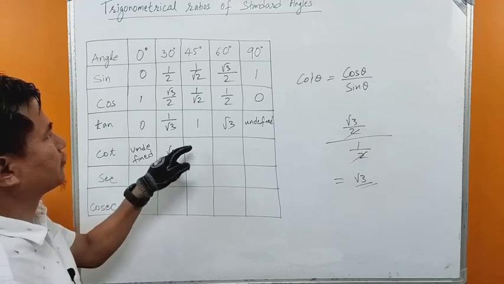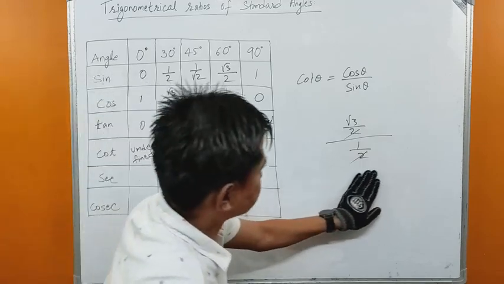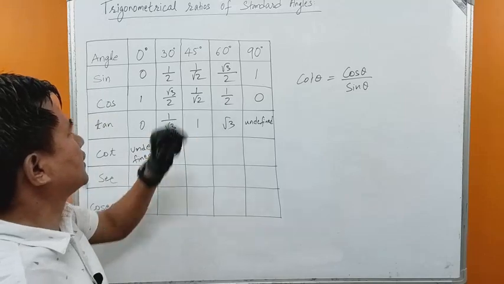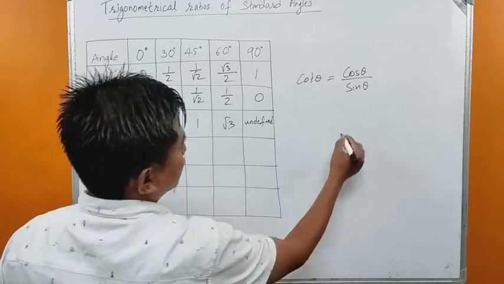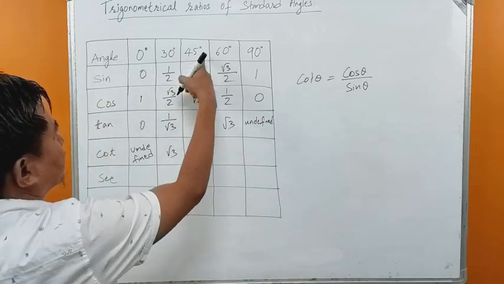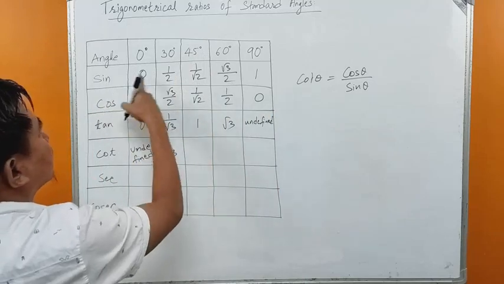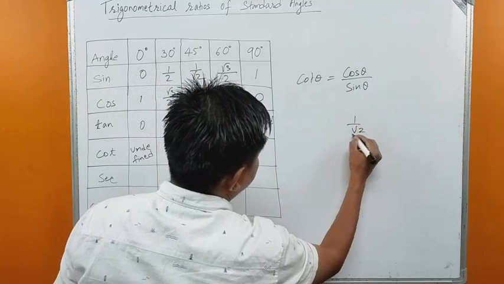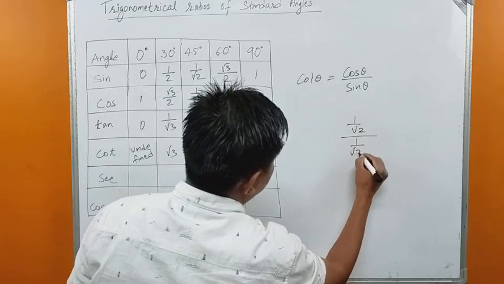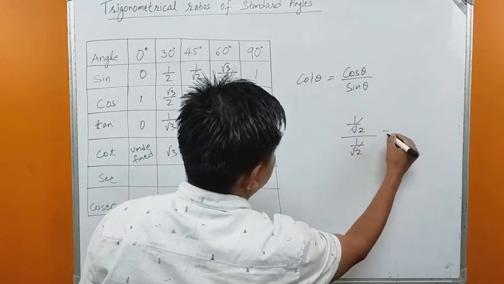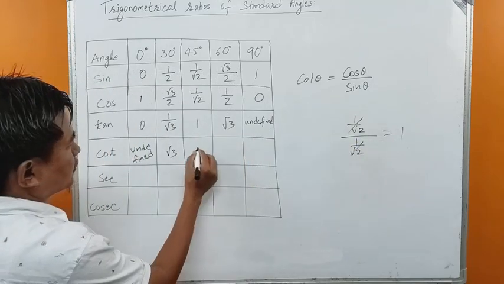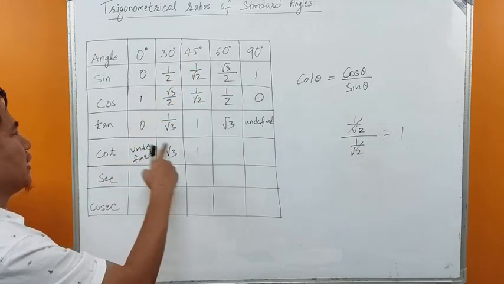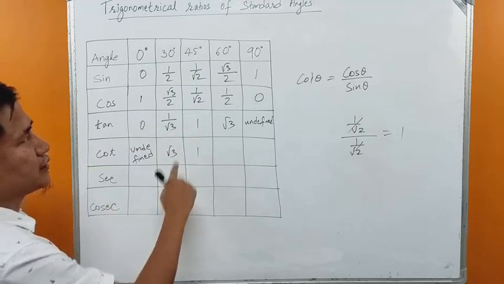Now what is the value of cot 45 degree? So cos by sine: 1 upon root 2 by 1 upon root 2. Cos 45 degrees is 1 upon root 2, and sine 45 degrees is also 1 upon root 2. The same number, so we cancel this. We have 1, isn't it? So cot 45 degrees is also 1, as we got tan 45 as 1.